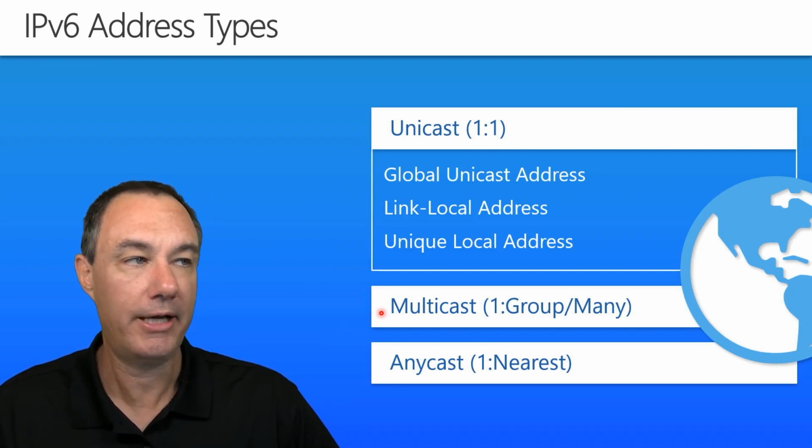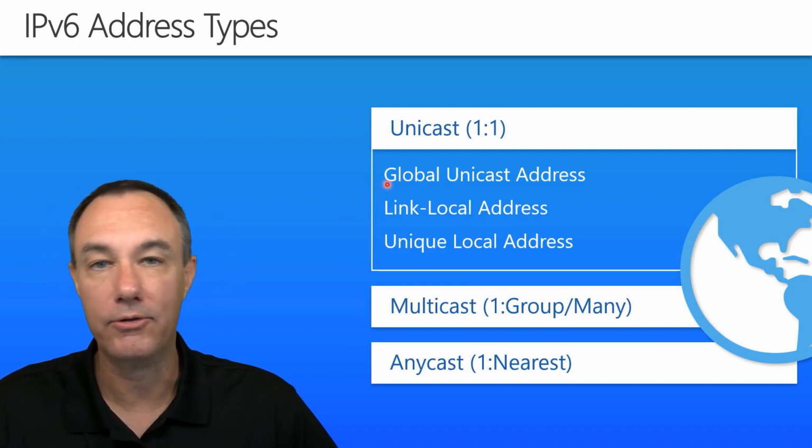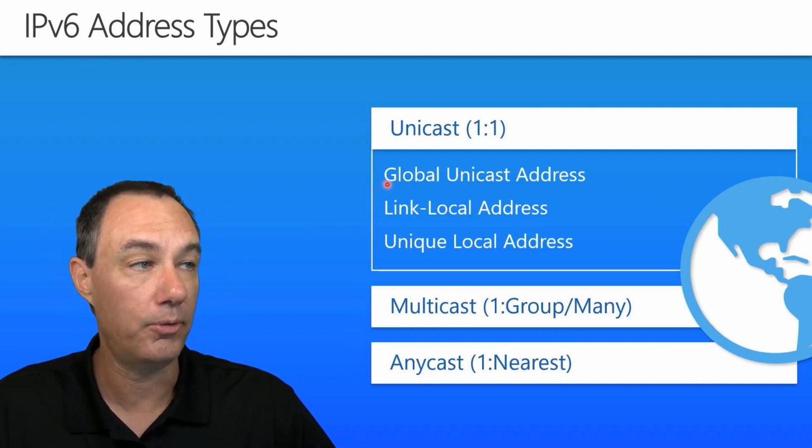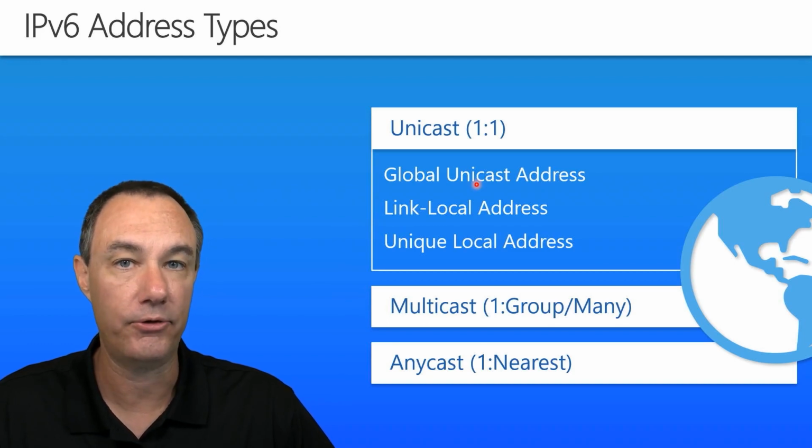And then unicast. When we communicate with Facebook's address or Yahoo's address, that's the global unicast address, typically starting with 2001, which I believe is the first year that we started allocating actual global addresses, 2001.